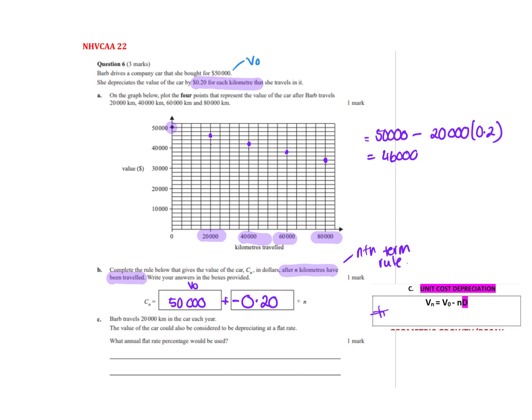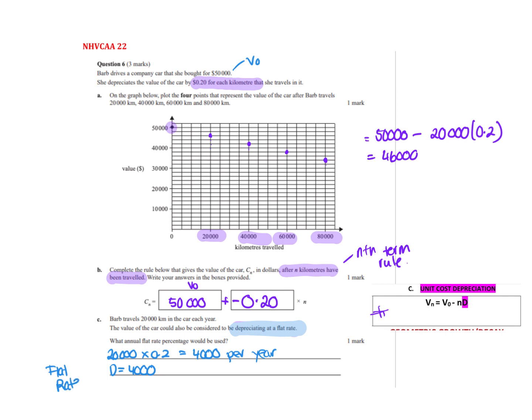So if Barb travels 20,000 kilometres each year, the value of the car could be considered to be depreciating at a flat rate. Sorry, this is flat rate. What is the annual flat rate? So instead of saying it's use, well, if you know it's 20,000 Ks a year, so if I do 20,000 times the 20 cents that we get, you get that it drops by 4,000 per year. So that would be your D value. So D would equal 4,000 in the flat rate scenario.